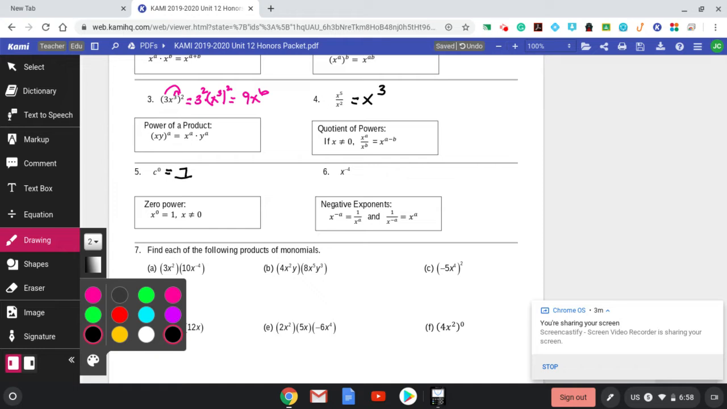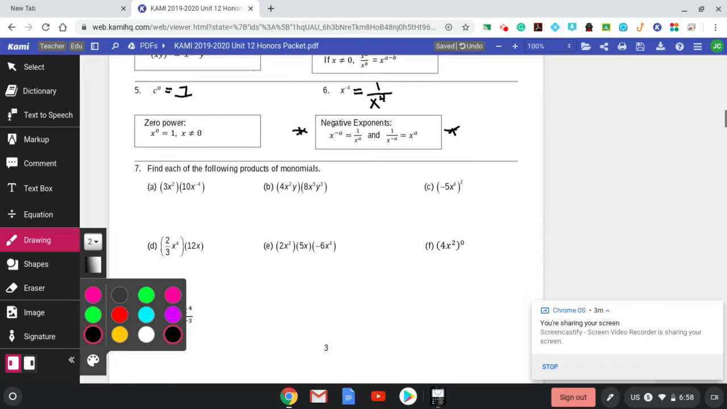All right, negative exponents. You'll see my rule down here below. If you want to make a negative exponent positive, you send it to the denominator of a fraction. So again, if the exponent is negative, you send it to the denominator. Everybody good there?